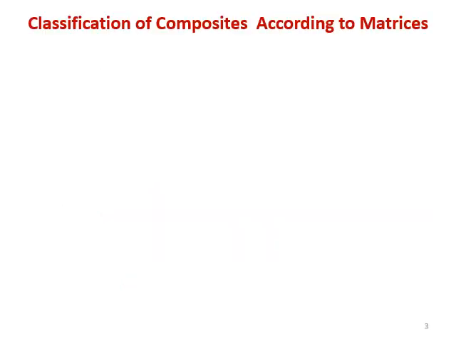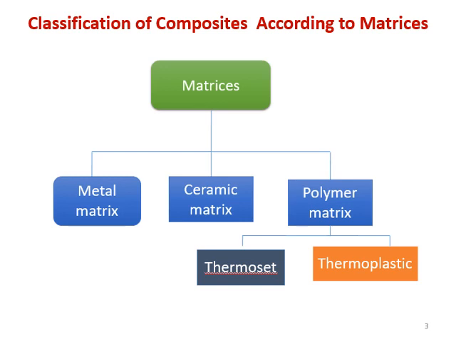Now, composites on the basis of matrices are classified as metal matrix composite, ceramic matrix composite, and polymer matrix composite. The polymer matrix is further classified as thermoset and thermoplastic matrix, right? So here the reinforcement can be anything. It can be carbon, it can be glass, it can be Kevlar, or it can be a certain metal in the form of fiber, or it can be a ceramic in the form of fiber, right? But the matrix will be a metal matrix, it can be a ceramic matrix, or it can be a polymer matrix. In polymer matrix, there is thermoset and thermoplastic matrix.